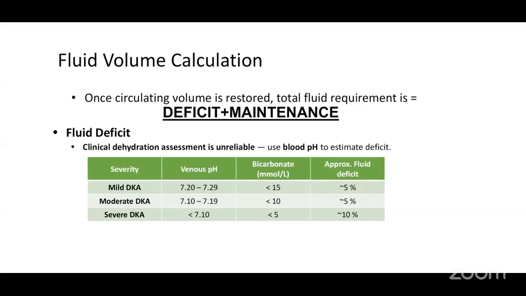How do you calculate the fluid deficit? Fluid deficit is calculated according to the severity of DKA. Like we've already discussed: mild, moderate, and severe. In mild and moderate DKA the fluid deficit is approximately 5%, and in severe DKA it is approximately 10%. Now, we use the formula: deficit in ml is equal to body weight of the child in kgs multiplied by percentage dehydration multiplied by 10.